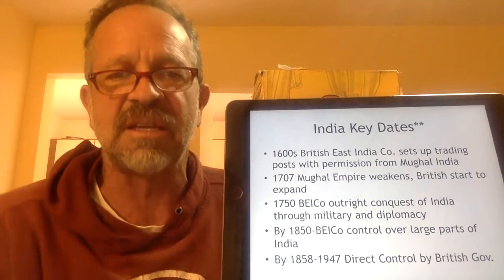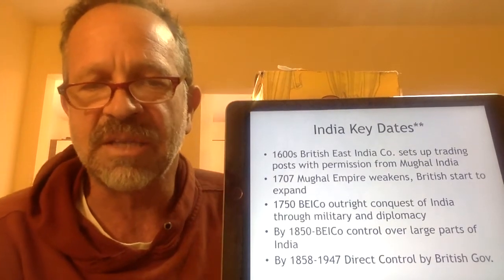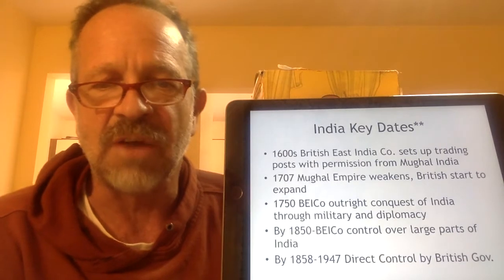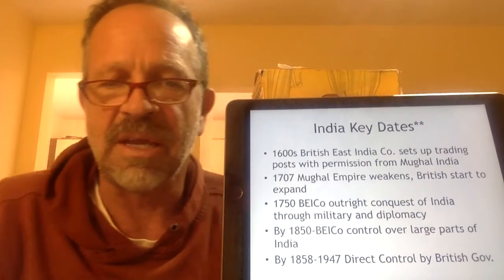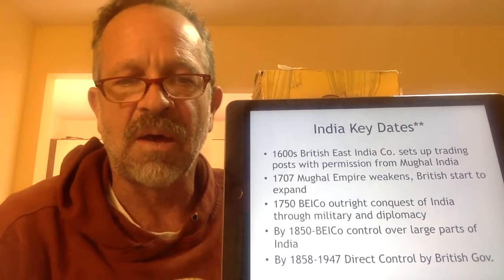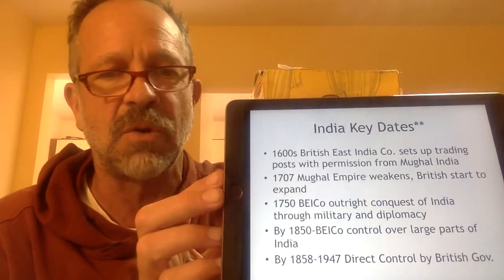India's key dates: 1600s, the British start getting outposts. 1700s, turning India into a colony. Mid 1800s, direct control.